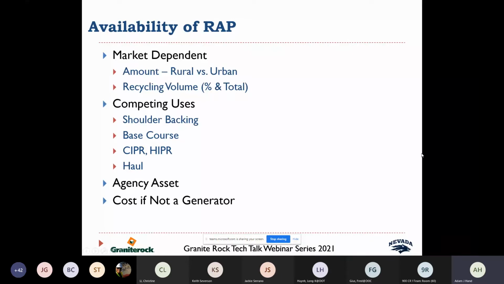And the reality is, in the example that I gave earlier about the work with Napa, if you're not a generator, or you don't get RAP at a fair price, if you will, relative to its value in terms of use in hot mix, then it may not be economical to use, and that's really unfortunate.